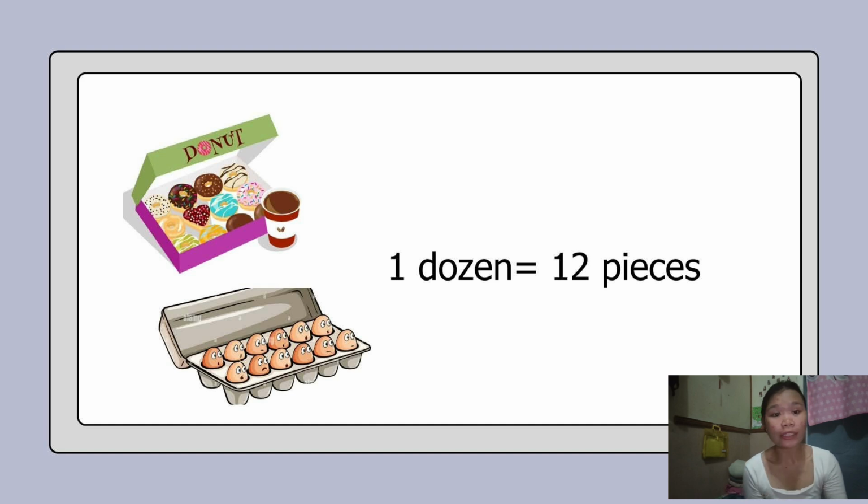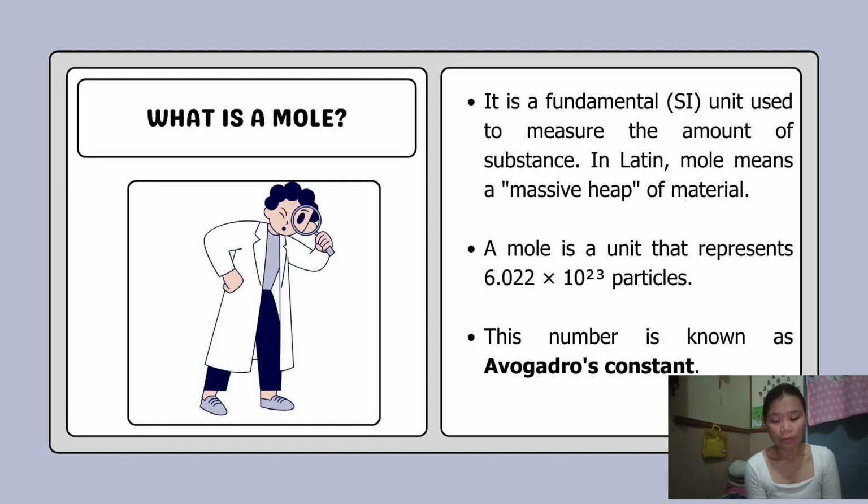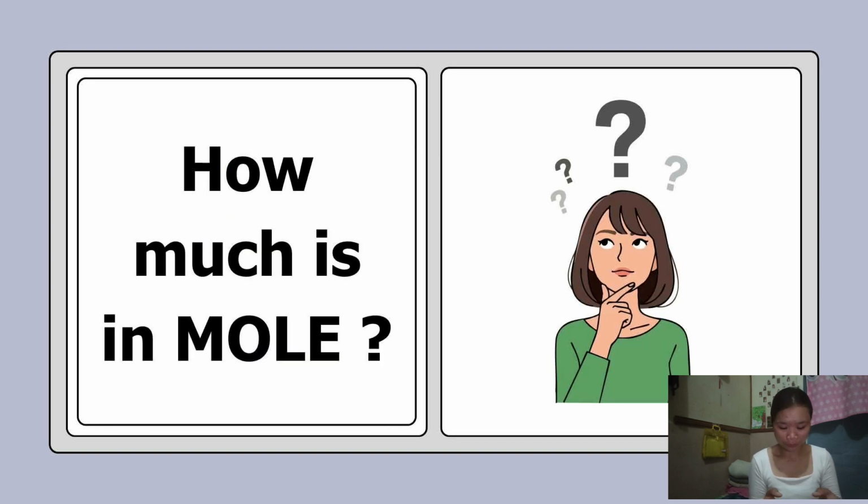And then, what is a mole? A mole is a fundamental unit used to measure the amount of substance. In Latin, mole means a massive heap of material. A mole is a unit that represents 6.022 times 10 raised to the power of 23 particles. This number is known as Avogadro's constant.